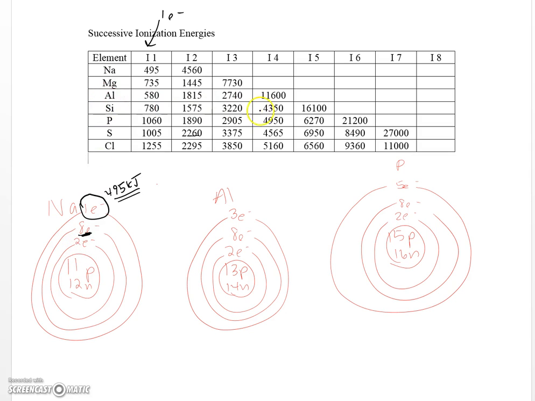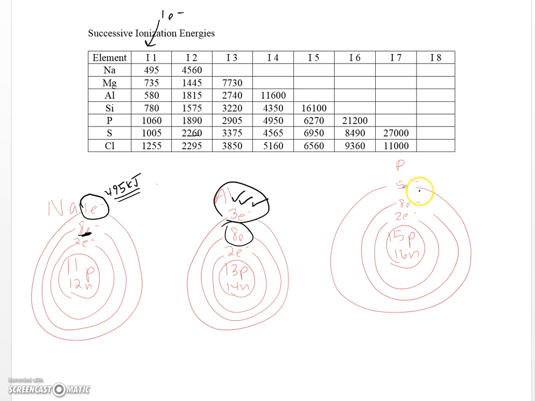I skipped down to aluminum, and if you notice, the first electron goes away pretty easily, so that's one of these. The second electron goes away pretty easily, it's one of these. The third electron goes away pretty easily, it's one of these. But what happens when we get to number 4? Well, we have a huge jump because all of a sudden we're breaking up that complete shell.